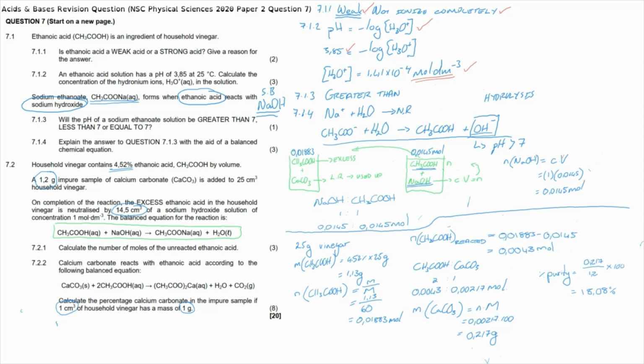Question 7.1.3, 1 mark allocated for greater than. Question 7.1.4, we've been asked to explain with the use of a balanced equation. And so we got 1 mark or 2 marks for our balanced equation. And the final mark was for explaining that the pH is greater than 7 because there's excess hydroxide in the solution as a result of the basic salt that is produced.